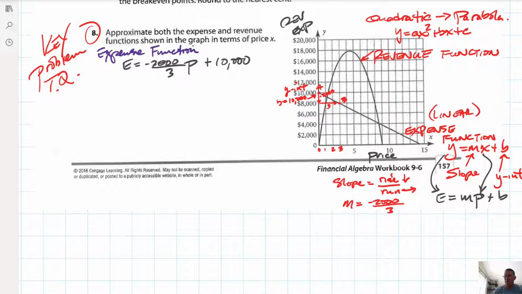Now the challenging part, and that's going to be your revenue function. Your revenue function is parabolic, and you could use the standard form of a parabola, but that's harder to use. So I'm going to show you another way that you learned in Algebra 1 and Algebra 2. Let's work on our revenue function here.